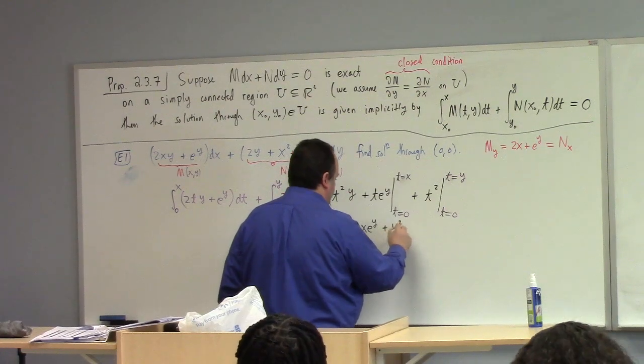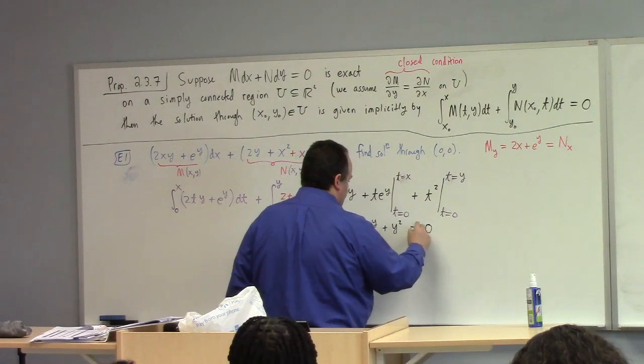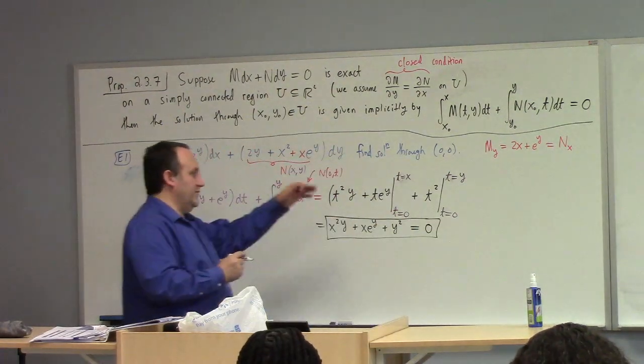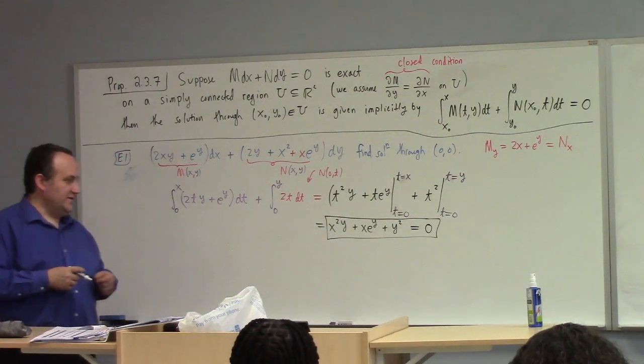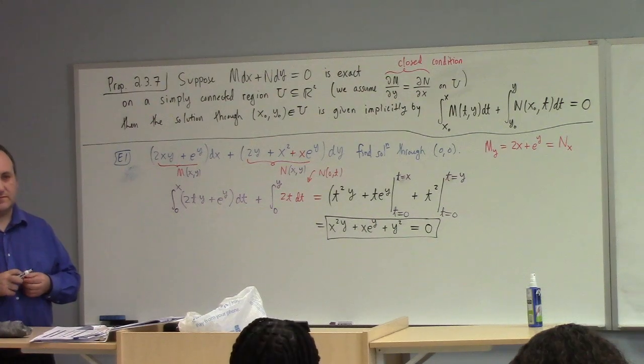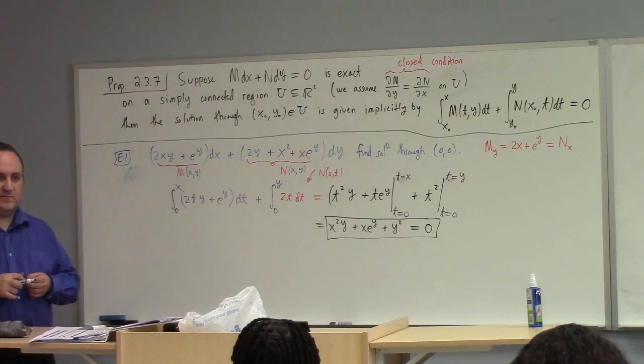Plus y squared, yeah. So supposedly, this equals 0 is my implicit solution that goes through the point 0, 0. Now, does that go through the point 0, 0? Plug in 0 and 0. Did you get 0? Yep. So it's definitely going through the origin.